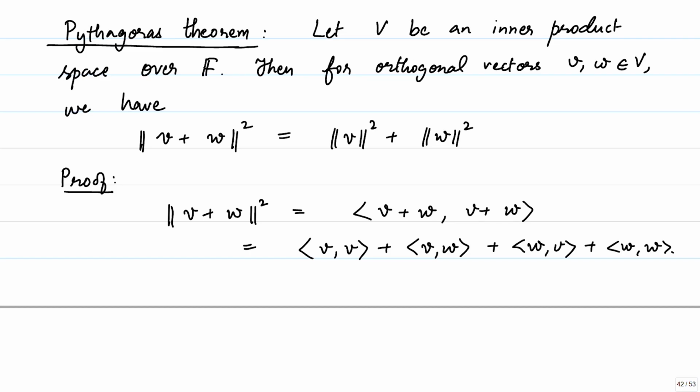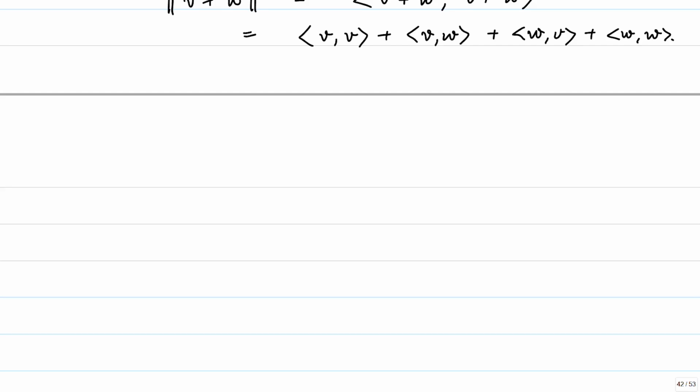But what do we know about V and W? We know that V and W are orthogonal vectors. So this inner product vanishes, this inner product vanishes, because orthogonality tells us that the inner product of V and W is equal to the inner product of W and V, which is equal to 0. What is this? This is nothing but the length of V square plus length of W square.